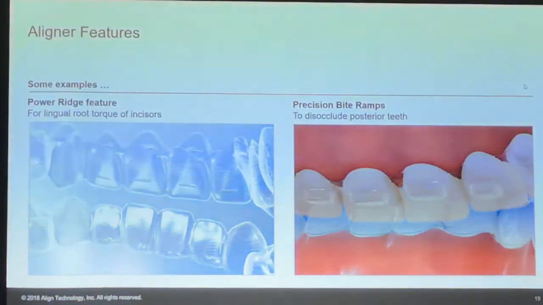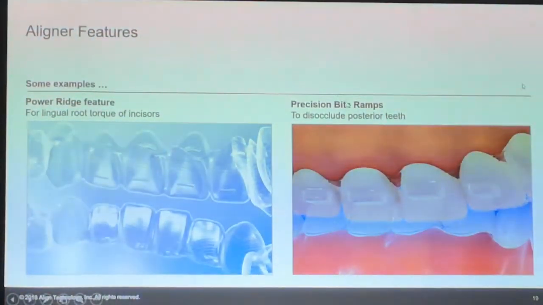The next thing I will show is aligner features. This is just an example. Actually, with our company, we have even more features than this. This is just two features that I want to show you today. The first feature is the power ridge feature. The power ridge is like a line here. It's like a pressure, a dimple area, which will create the lingual root torque for the incisor. With the power ridge here, it will come with the aligner, so it will create a push force gingivally into the crown. So it will add lingual root torque to the incisor.